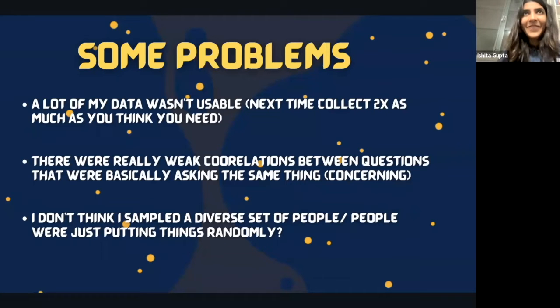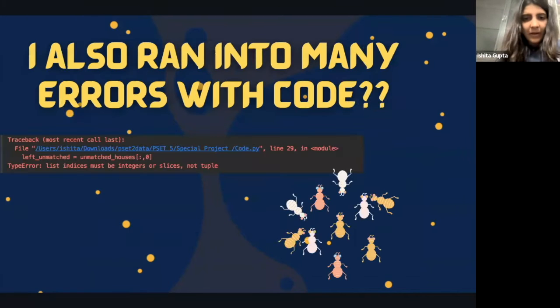Honestly, this was a very ambitious project. I didn't have enough time with it, and I ran into a lot of problems. A lot of my data wasn't usable, and I learned that I have to collect way more data. I also learned that there were very weak correlations between questions that were basically asking the same thing, which was highly concerning because it meant that people weren't paying attention. I don't know what was happening, but I'm going to have to think over that next time I do the study. And I don't think I sampled that big of a group of people. I think I might have just selected from my friends or people who were nearby me on campus. So that's another thing I'm going to have to think about.